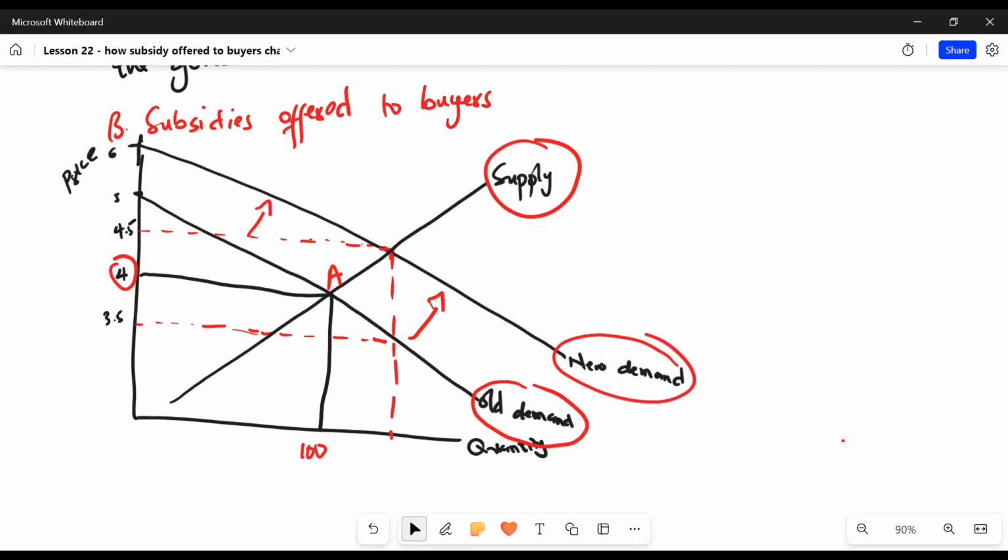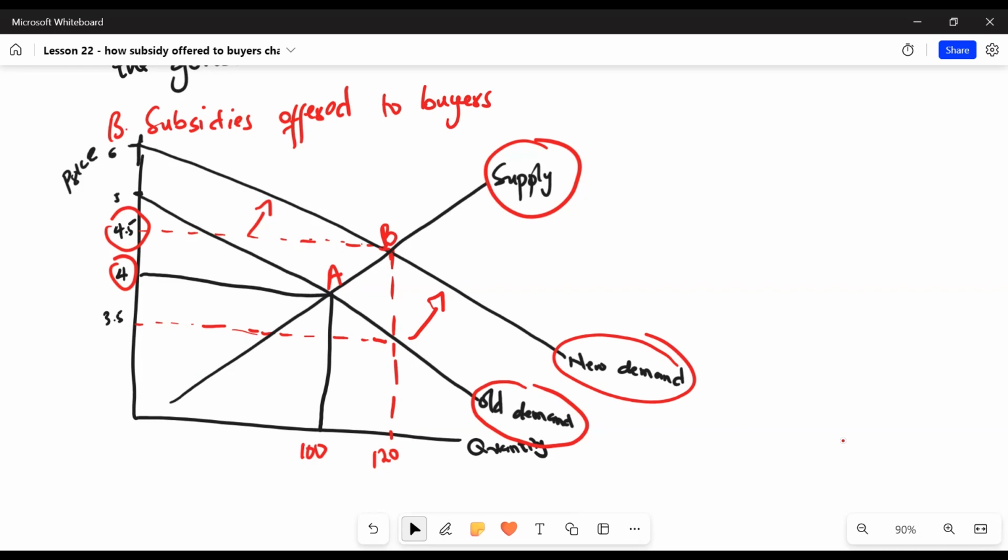Now equilibrium occurs where the new demand curve intersects with the supply curve at point B. At this point B here, the quantity of apples purchased will be, let's say, 120, and the equilibrium price will be 4.5. Now, at this new equilibrium price, sellers are going to receive a higher price, which is 4.5 in this case. So let's assume that for every 4.5 price that is paid to a seller by a consumer, the government says, I will pay back £1.